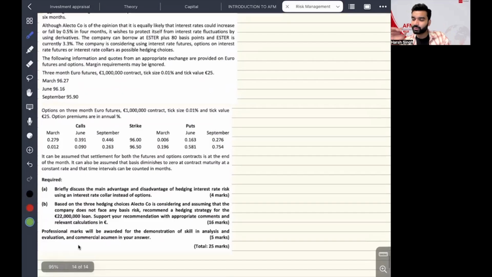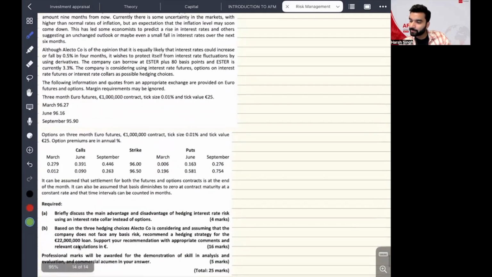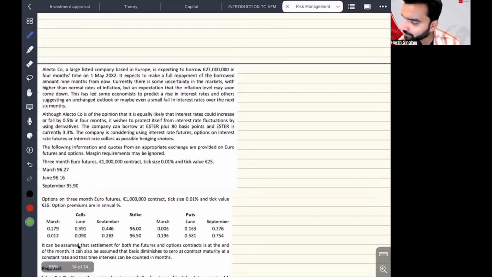Now, if you look at this question, over here they are asking me to, based on the 3 hedging choices Electro is considering and assuming that the company does not face any basis risk, recommend a hedging strategy for the 22 million loan. Okay. Now, what are the 3 hedging techniques that we have? I can see futures over here. I can see options over here.